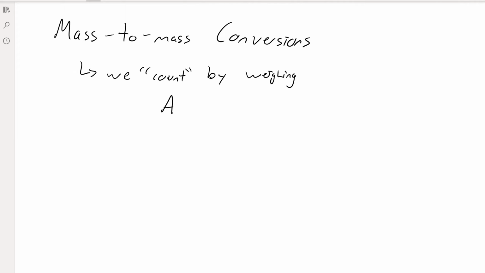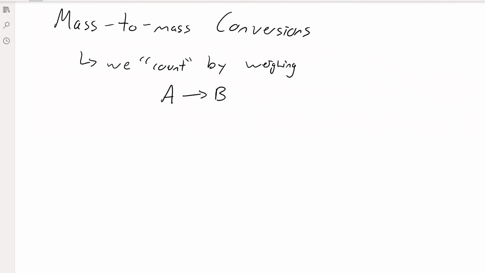So for example, let's say we start off at compound A, and then we want to find out how much of compound B we're going to have. So we're going to start off with some mass of A, and then we want to end up with some kind of mass of B, usually in grams. So the way that we have to go from this is you can't go straight from mass to mass. You have to use some kind of conversion in between, and that's converting things to moles.